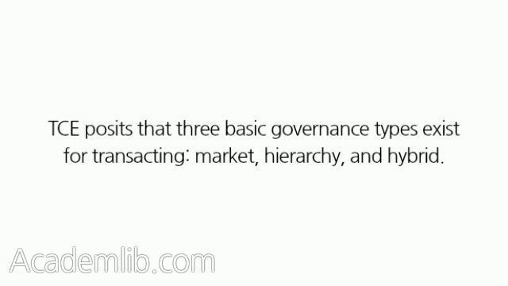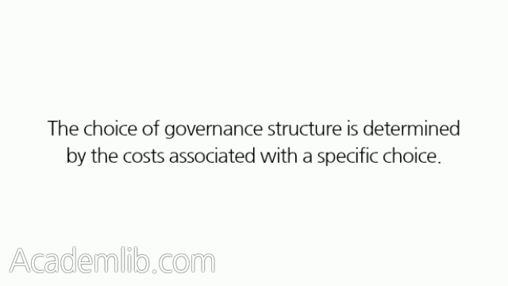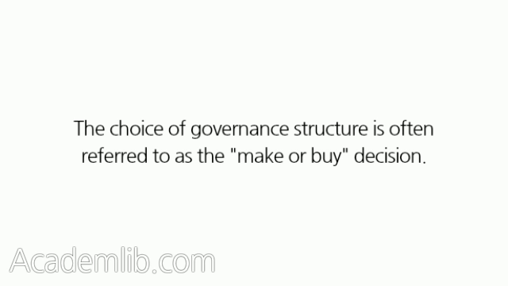How governance structure is chosen. TCE posits that three basic governance types exist for transacting: market, hierarchy, and hybrid. The choice of governance structure is determined by the costs associated with a specific choice. The choice of governance structure is often referred to as the make or buy decision.